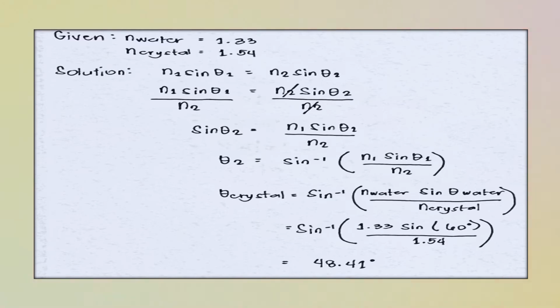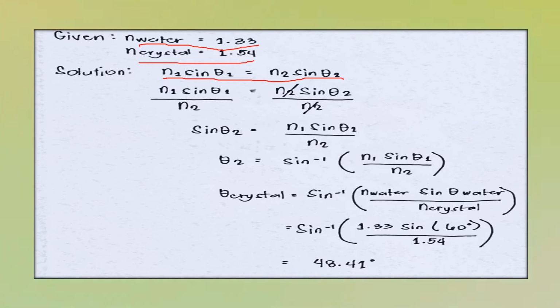Okay, so the given for example number 3, we have the incident ray or the n water, which is equal to 1.33. For the refracted ray or the n crystal, that is 1.54. And for us to get the refracted angle, we will use the equation of Snell's law, which is n1 sine theta 1 is equal to n2 sine theta 2.